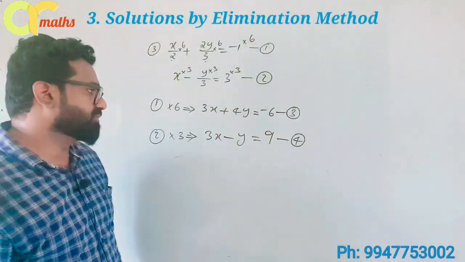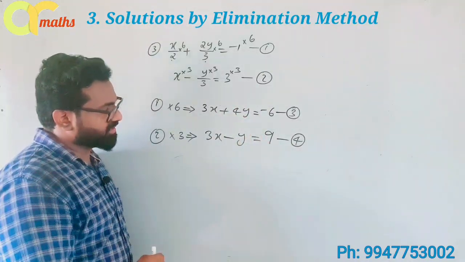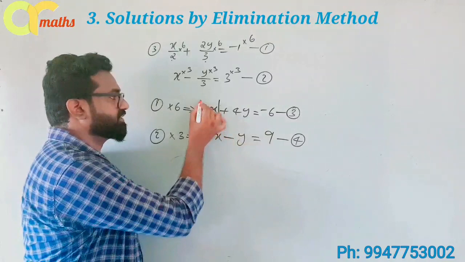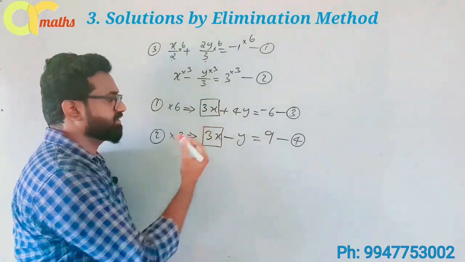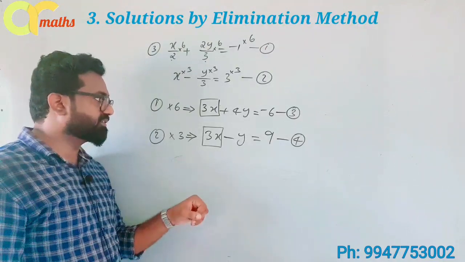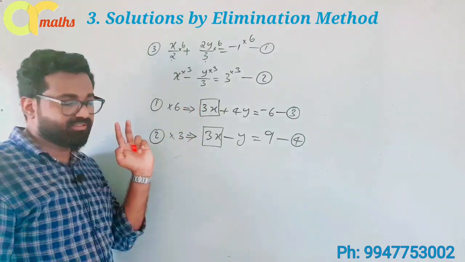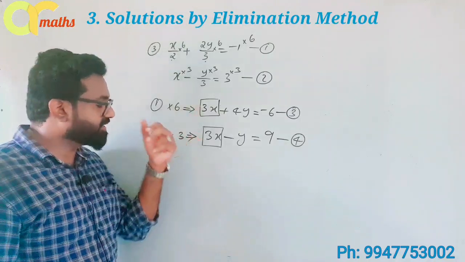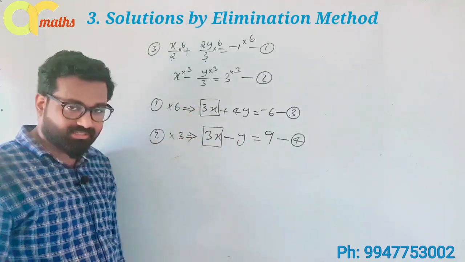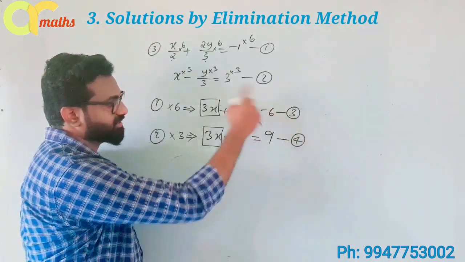Then simplify these two equations. Okay. Here any common terms? Yes. Here 3x and 3x. How to eliminate 3x and 3x? By addition or subtraction? By subtraction, because same element, same sign. To cancel the same element with the same sign, use subtraction. Ready? So, equation 3 minus 4 or 4 minus 3.